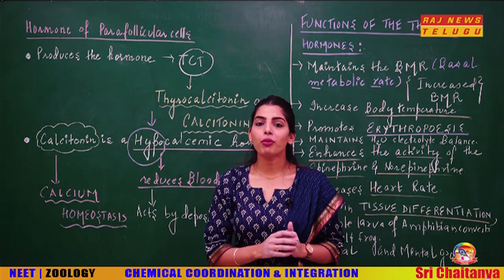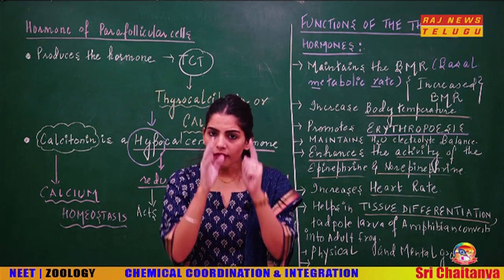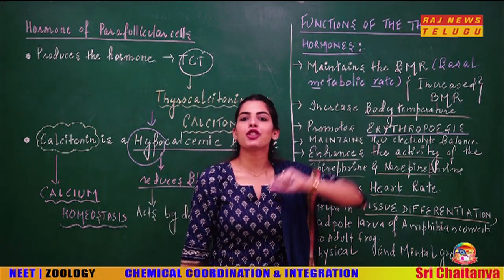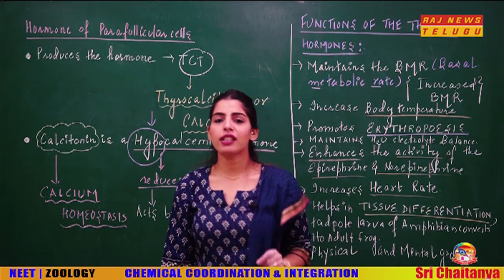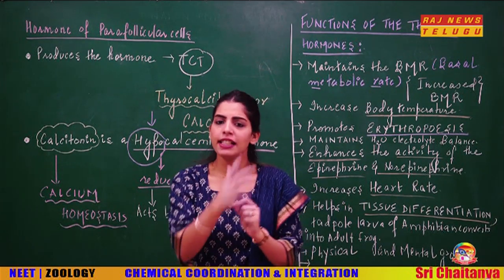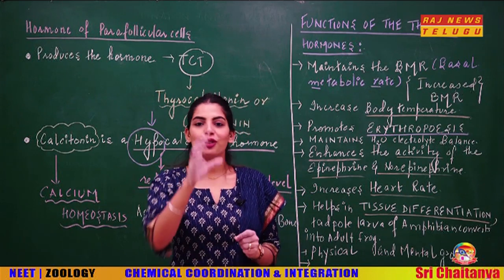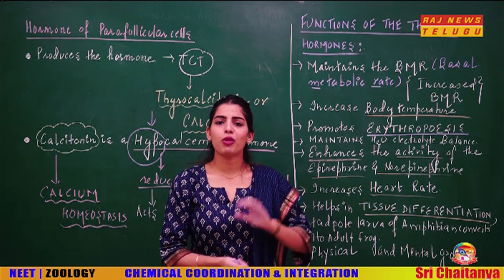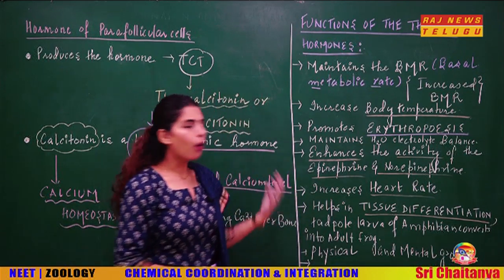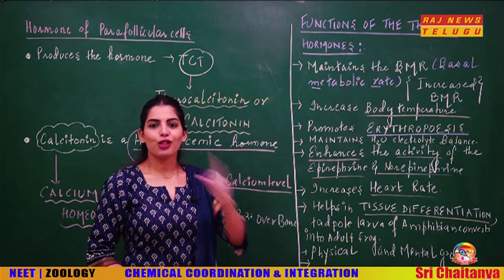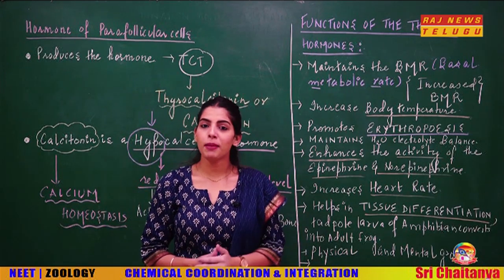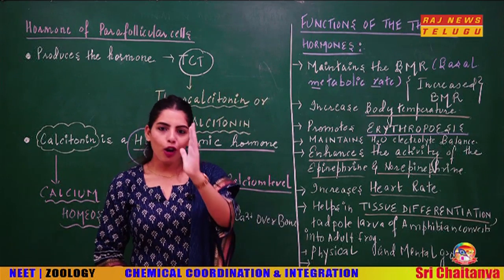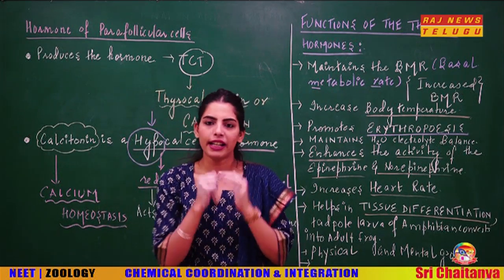The thyroid hormones T3 and T4 regulate this BMR, or we say they increase your BMR, they increase the oxygen consumption of the cell, and they increase ATP production. You know what, when metabolism is increased, when there is a lot of oxygen consumption, your body temperature usually rises. So your thyroid hormone increases the BMR, and it also raises the body temperature. I hope you are clear with these two points.